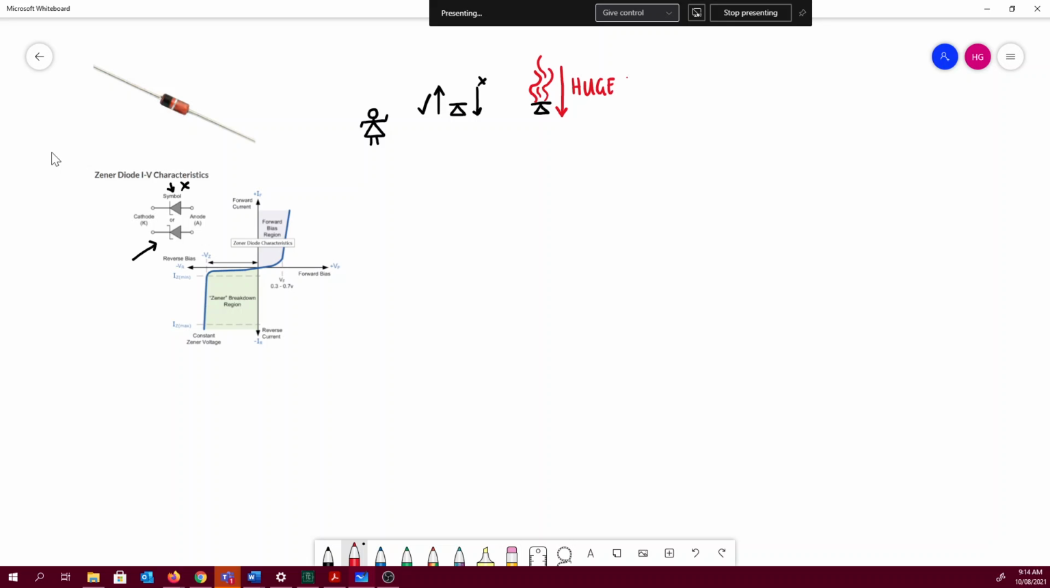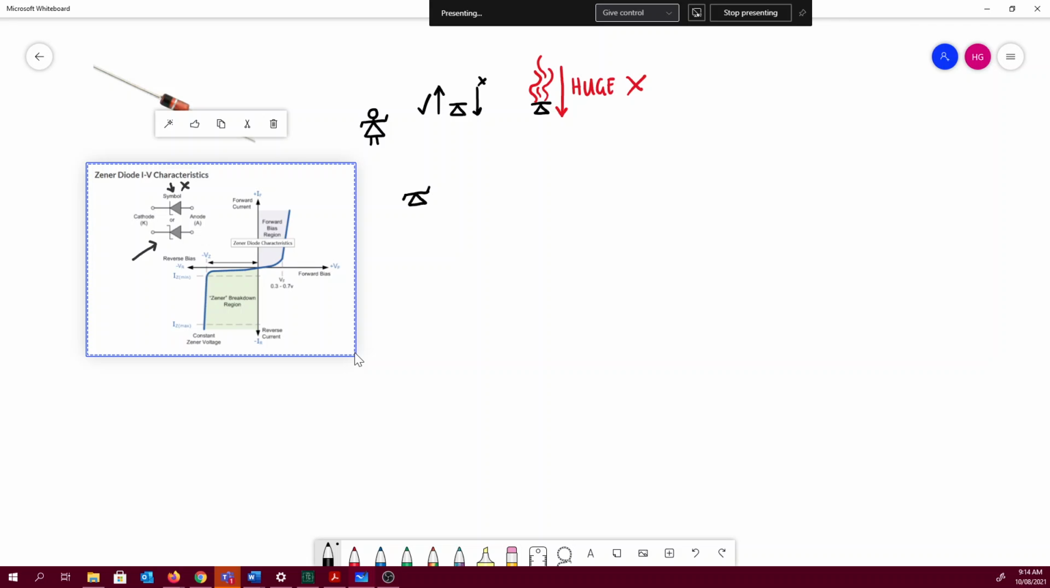That would be bad. A Zener diode, on the other hand, is designed to actually conduct in its breakdown region without getting fried. And what this means is that when we're talking about a Zener diode, it's supposed to conduct backwards. That's its whole point.